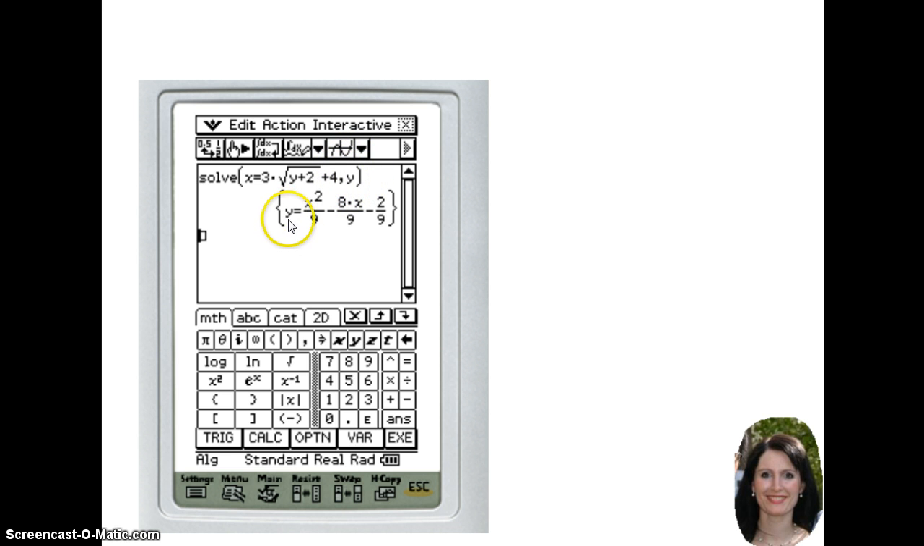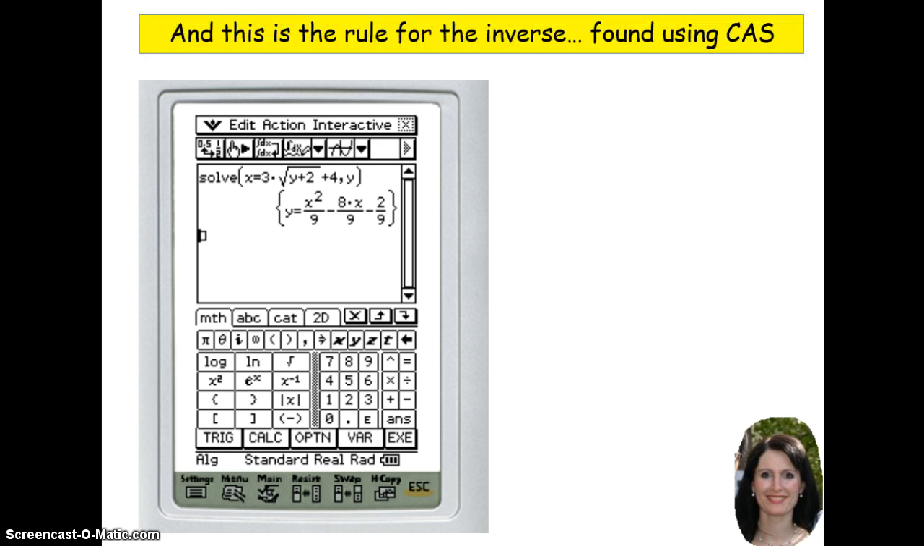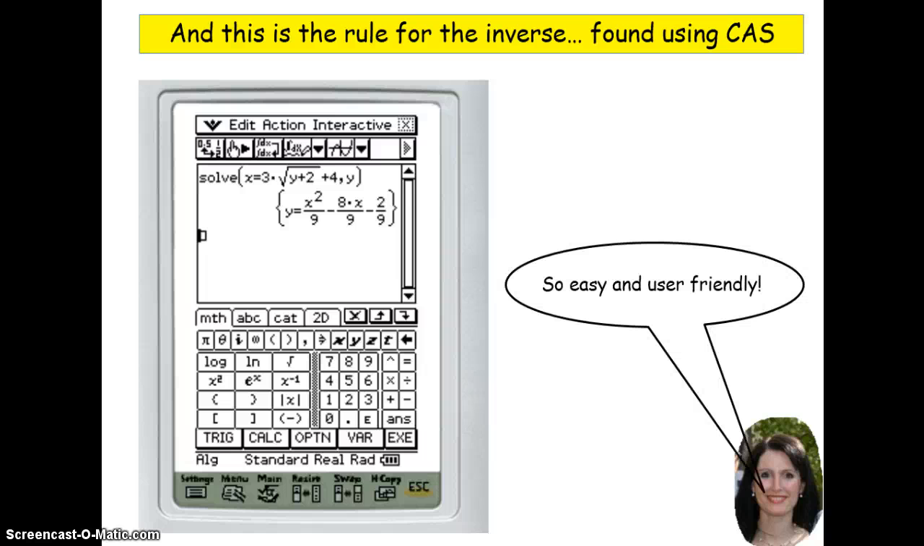And it says to us y equals x squared on 9 minus 8x on 9 minus 2 on 9. Your calculator could say x squared minus 8x minus 2 all over 9. It depends. Either way is correct. And that's the rule for the inverse, found using CAS. Very easy and user-friendly. And that's all.